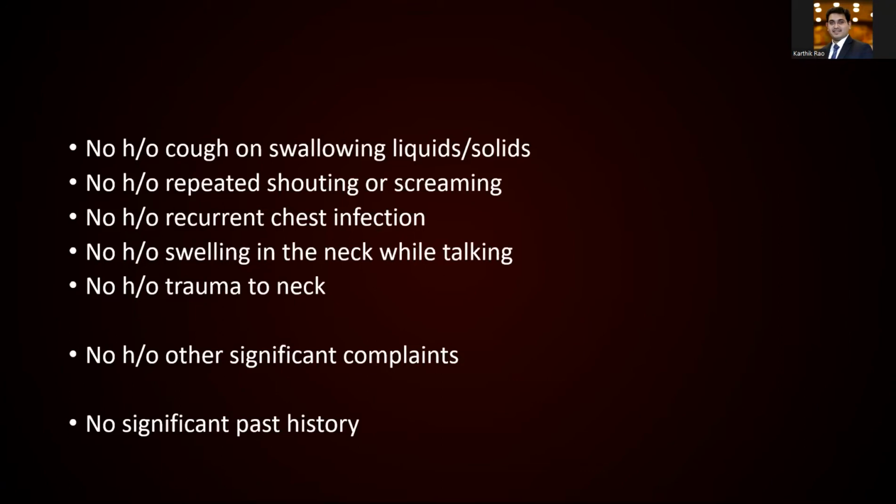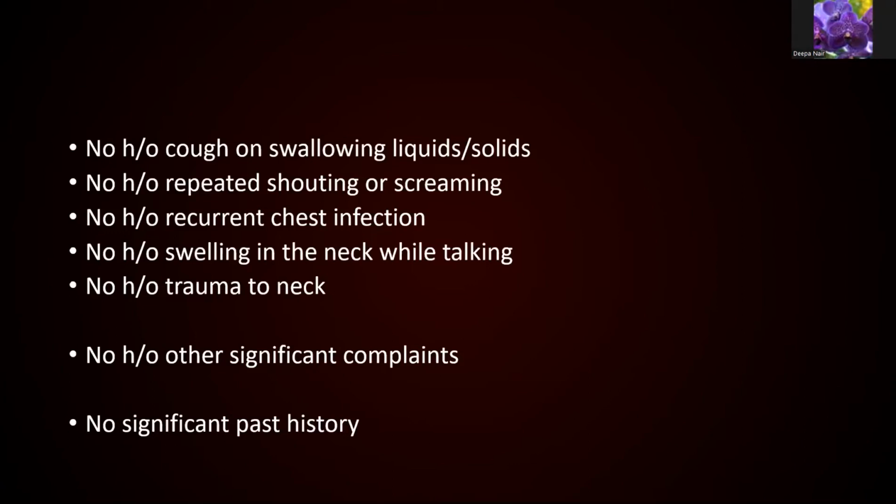Next would be swelling in the neck while talking. I wanted to rule out any laryngocele, which might present as a swelling; in certain cases of laryngocele, the swelling may increase or decrease while the patient is talking. No history of trauma to the neck. Trauma directly onto the larynx might lead to dislocation of the cricoarytenoid joint, and the patient may have difficulty talking or hoarseness of voice. I have also asked for other significant complaints pertaining to this. So these were the points why I have taken this negative history.